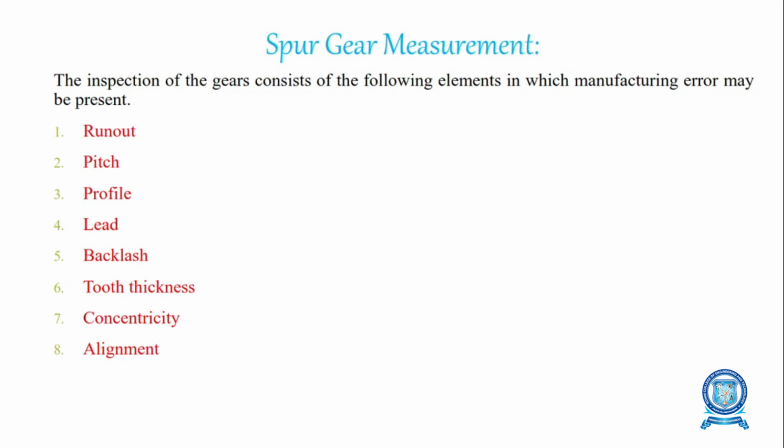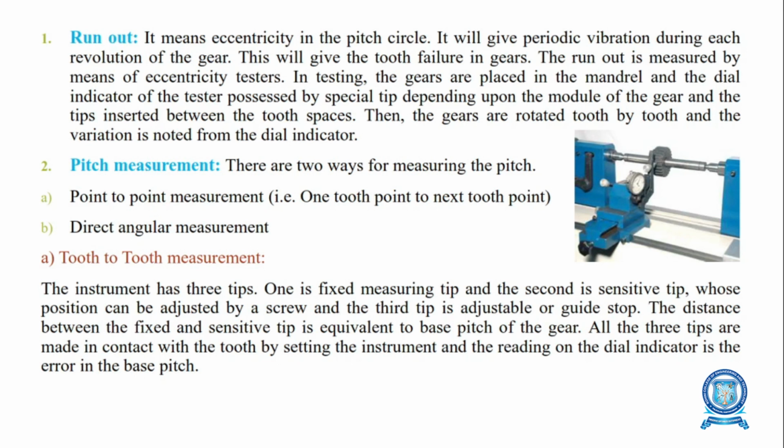Now we are going to see some of the errors which may be present in the inspection: run-out measurement, pitch measurement, profile measurement, lead measurement, backlash measurement, tooth thickness measurement, concentricity and alignment measurement. First, we are going to see the run-out measurement.